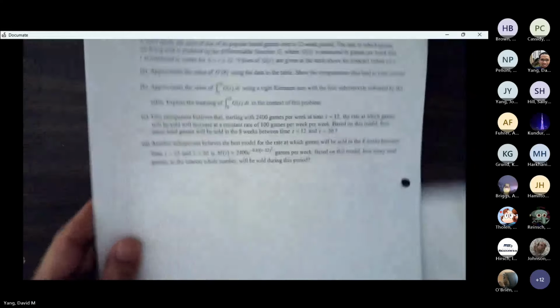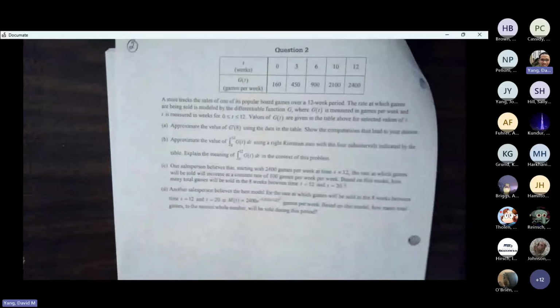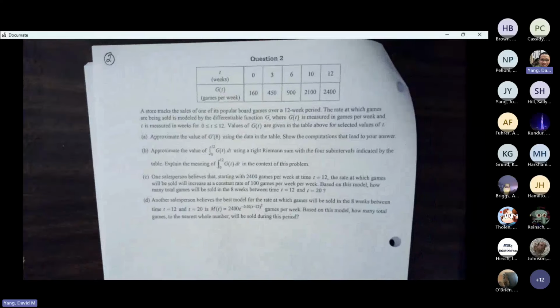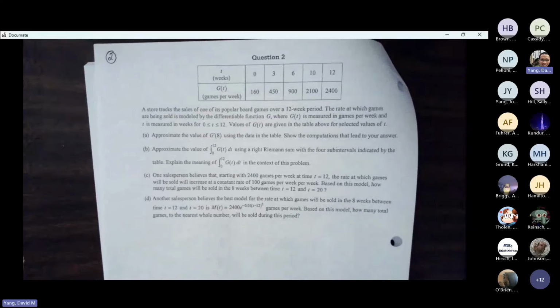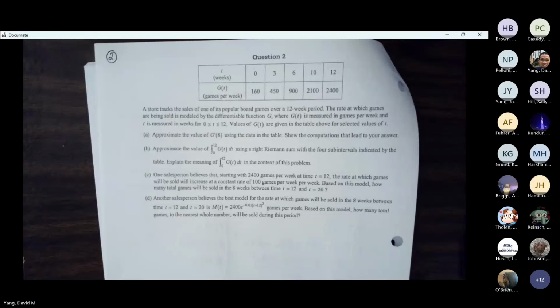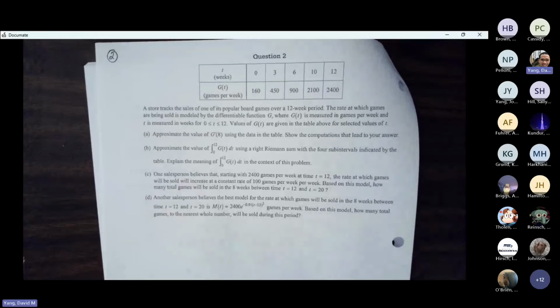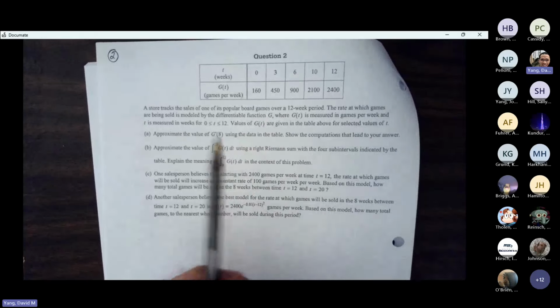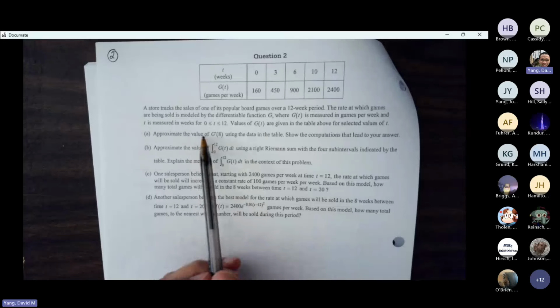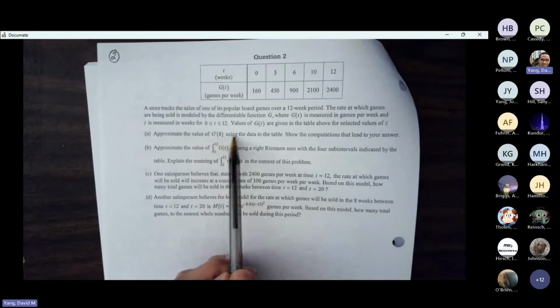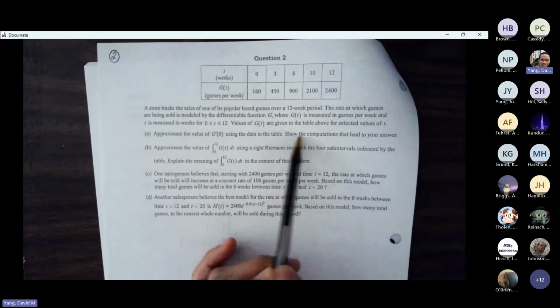Okay, number 2. Store tracks the sales of one of its popular board games over a 12-week period. The rate at which games are being sold is modeled by the differentiable function g, where g of t is measured in games per week, and t is measured in weeks for t between 0 and 12. Values of g of t are given in the table for selected values of t. Approximate the value of g prime of 8 using the data in the table. Show the computations that lead to your answer.